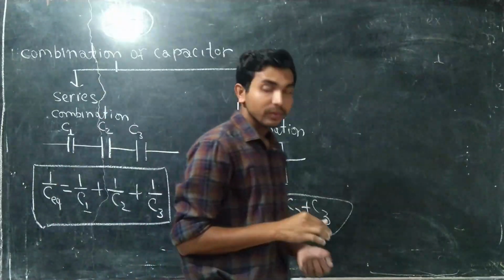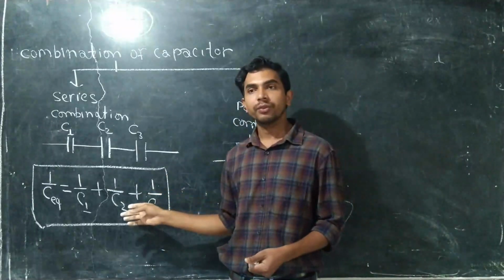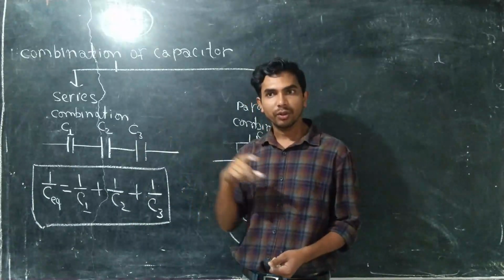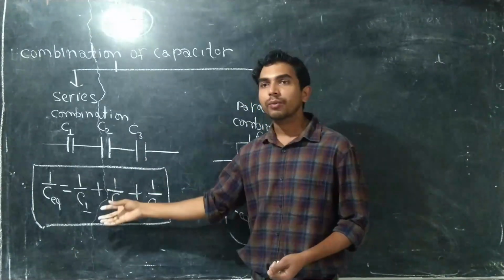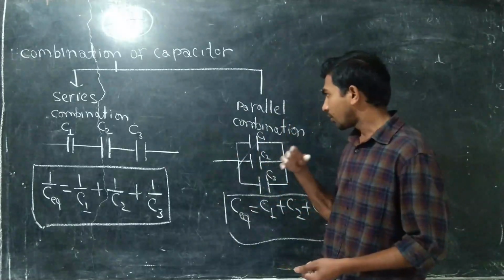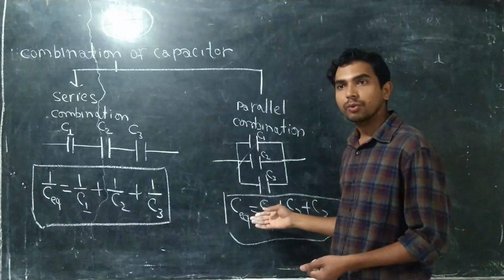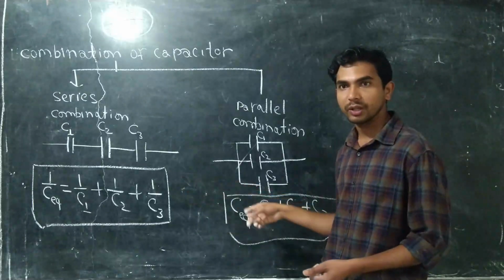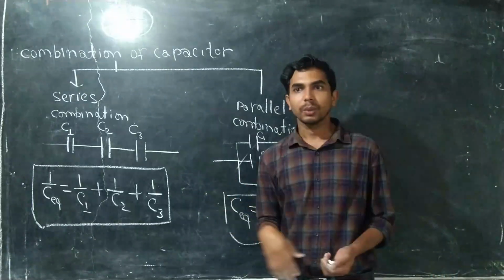Okay. So as you see, this is just the opposite of resistors, right? In class 10, for resistors, this kind of formula is useful for parallel combination, and for series combination, this kind of formula is useful, but this is just opposite, right? So yes, you can remember it like that.